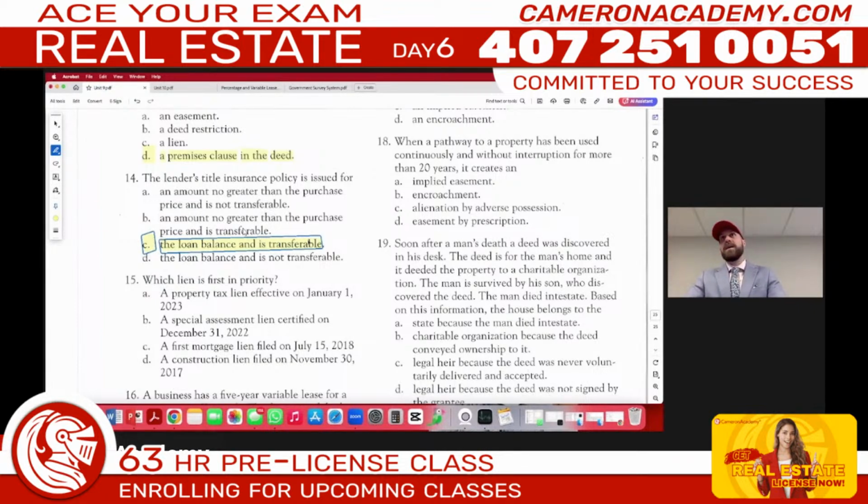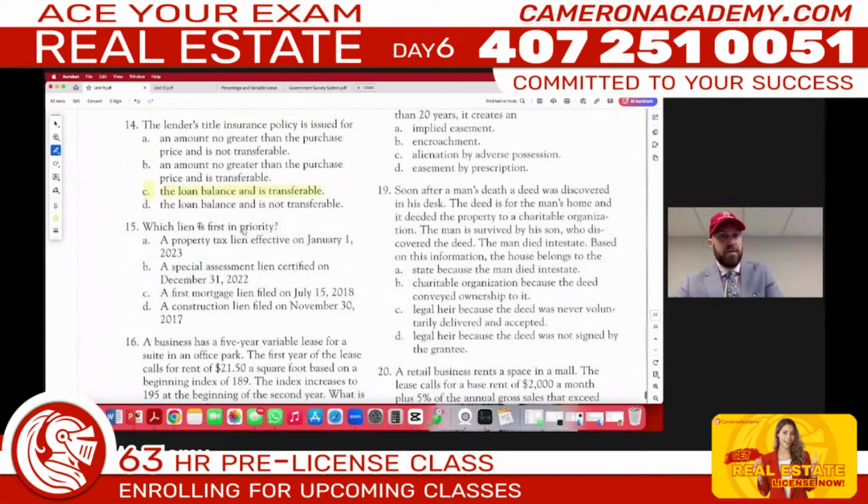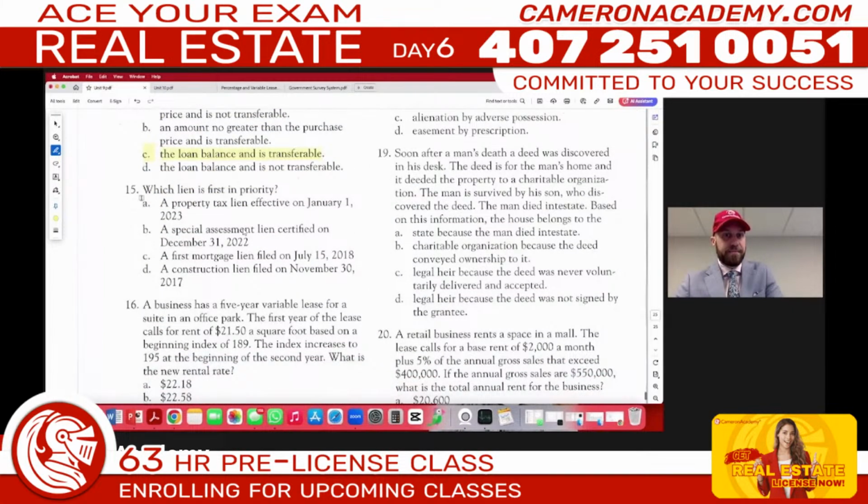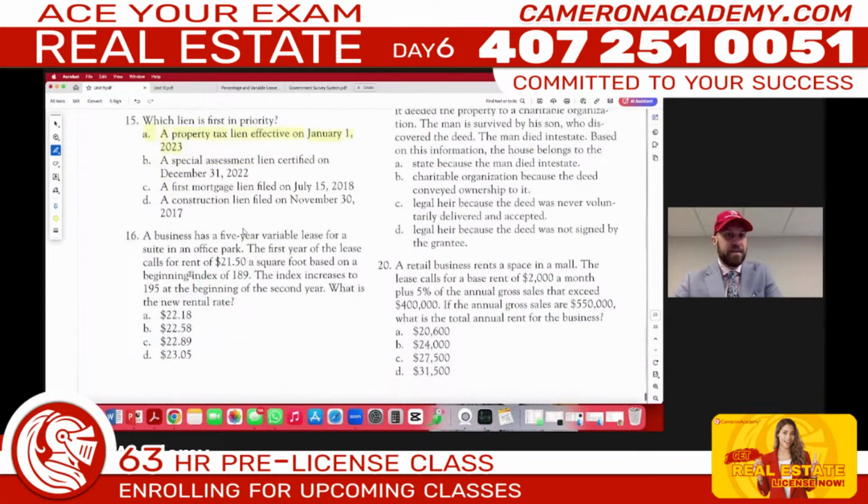But the lender's policy, if you got financing, the lender's going to require this. They say it's transferable because we could sell your debt. And since your debt is transferable, your debt is sold, so is the policy attached to it. Which lien is first in priority to be paid? A, property taxes, top of the list.